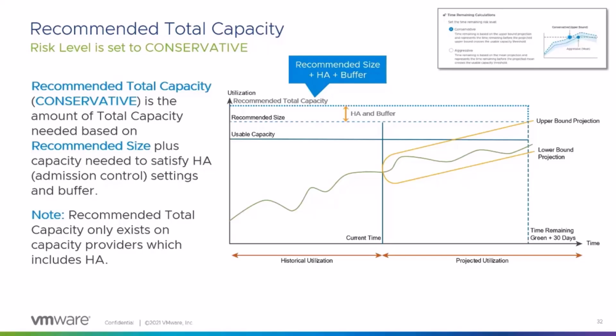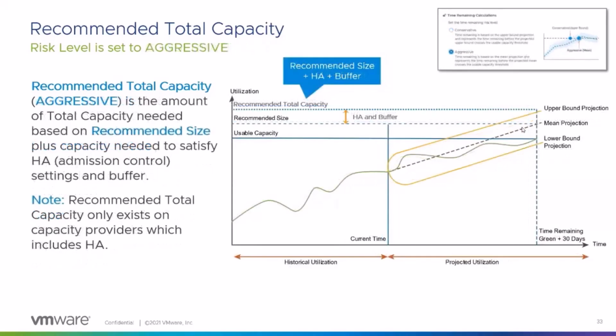Hopefully that makes sense. This can be used to right size a cluster itself and to make sure it has enough HA and buffer to run the workloads that are in the cluster. And then aggressive, again, it's the same, but we're looking at the mean instead of the upper bound. And then we add on HA and buffer on top of that as well.